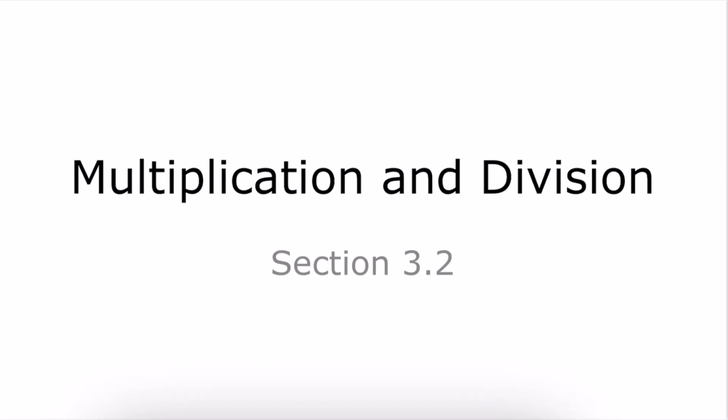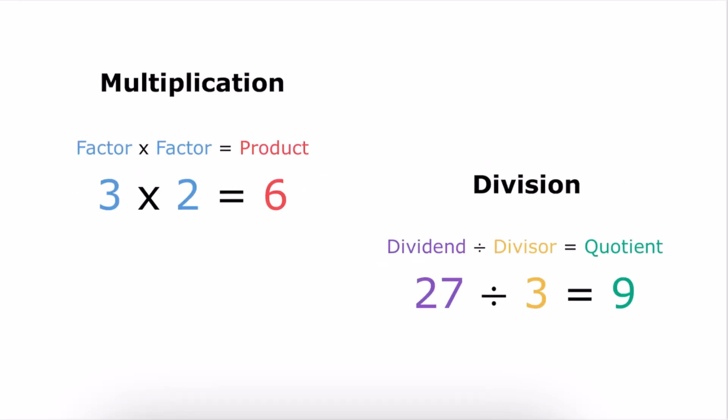Everybody, in this video, we're going to talk about multiplication and division and some of the thinking strategies you can use to help your students understand these concepts. So in multiplication, the two parts of the problem that are multiplied together are called the factors. And when you multiply the two factors together, you get the result, which is called a product. In division, the dividend divided by the divisor equals the quotient, and sometimes you'll also end up with a remainder.